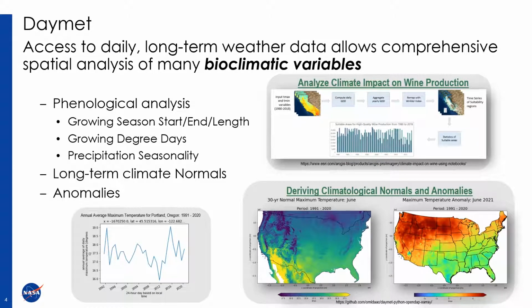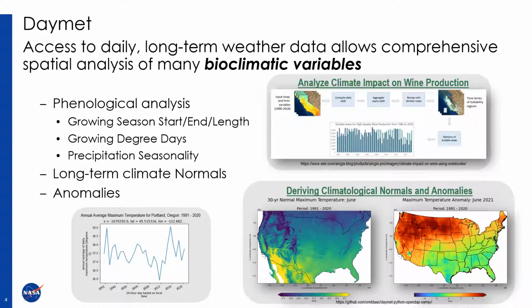Having access to daily, long-term weather data allows for a comprehensive derivation of many bioclimatic variables. I've listed a few here. Using daily maximum and minimum temperature allows calculation of growing degree days, which provides insights into growing season's start, end, and length. It's possible to look at annual precipitation seasonality and variation. Analyzing decadal normals and derivations from normals is possible.